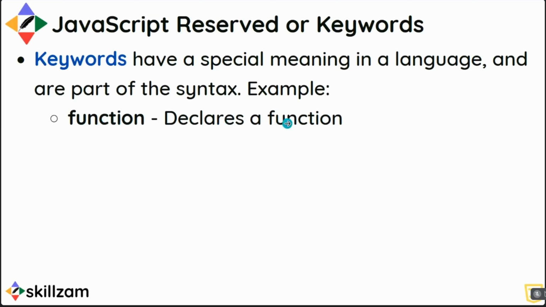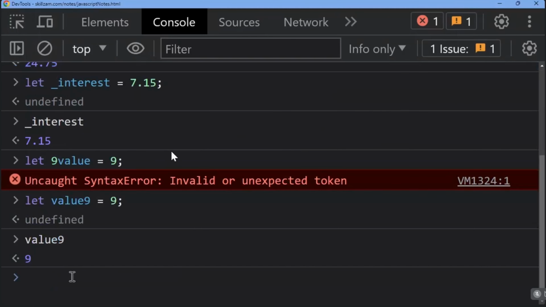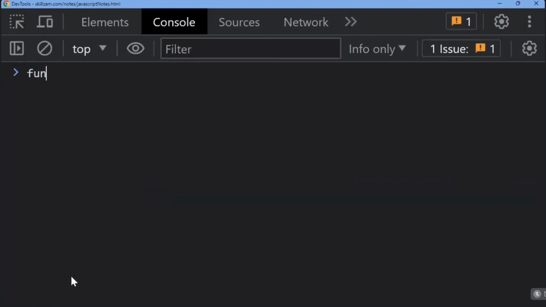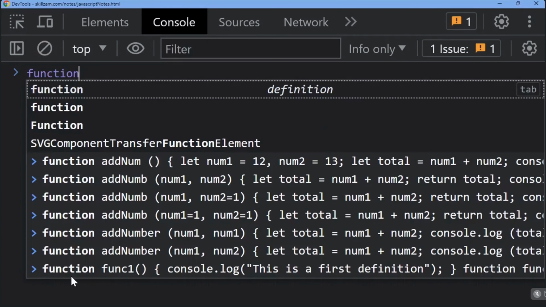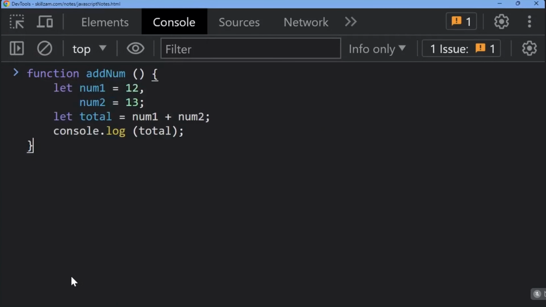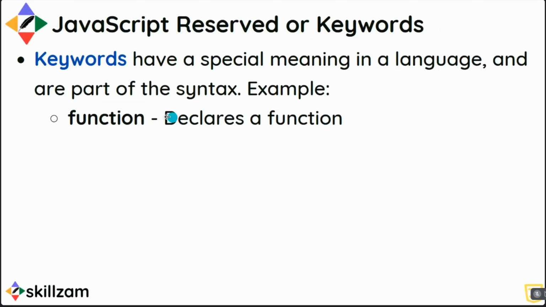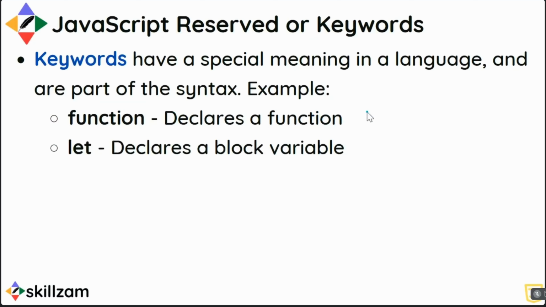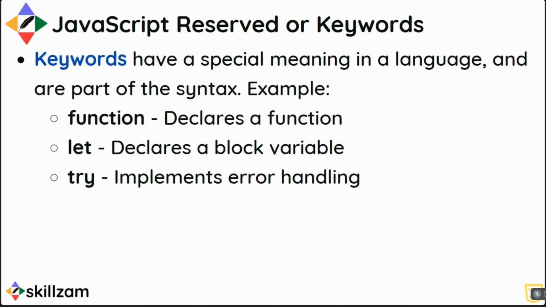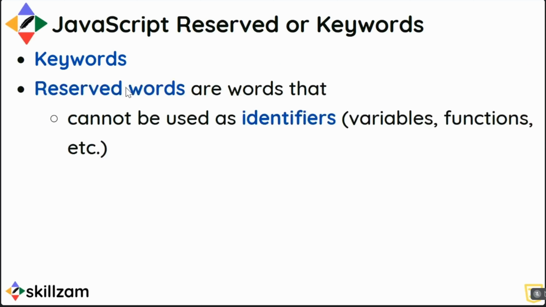We saw that here in our example where we said, let me clear this, function addNum. We saw that, right, guys? Here, function is also a keyword which declares a function. And then let declares a block variable. This is also a keyword. And then try and catch, these are for exception handling, error handling. And try is also a keyword that is reserved by the language, which is JavaScript.